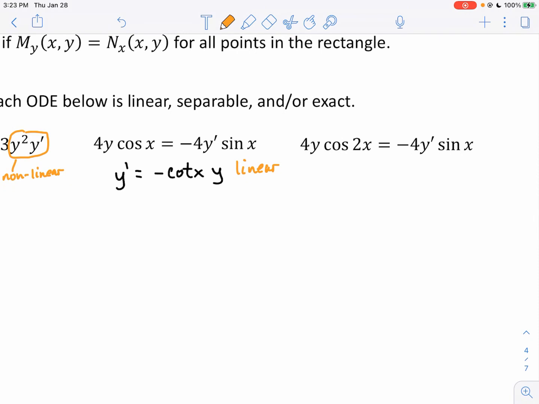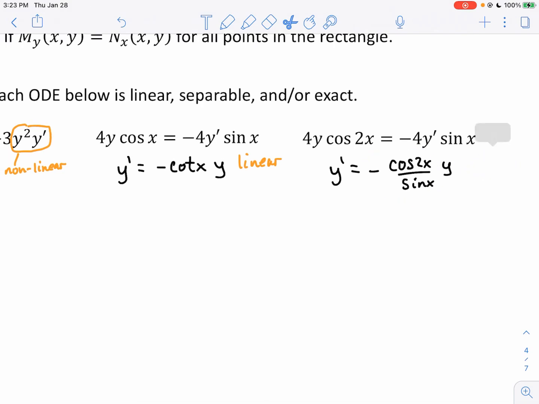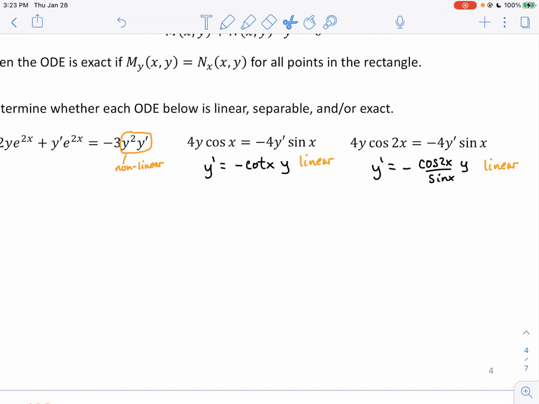The last one looks pretty similar. Only one subtle change. There's a cosine 2x instead of a cosine x. So when I do the division, I won't be able to say cotangent, but I can still do this. Solving for y prime is going to wind up being negative cosine 2x over sine x times a y. This is still linear because here's my a of x function times a y plus a 0 f of x. So we have another case of linear. Okay, let's examine separable next.